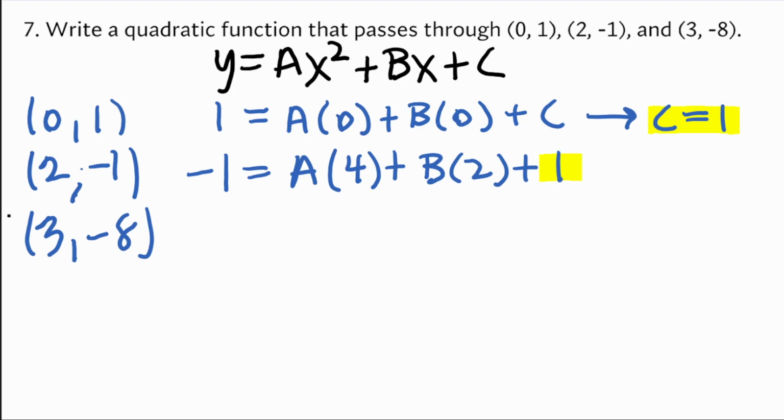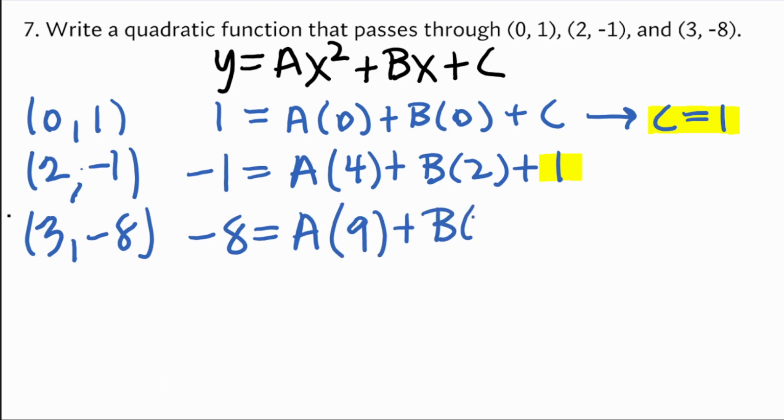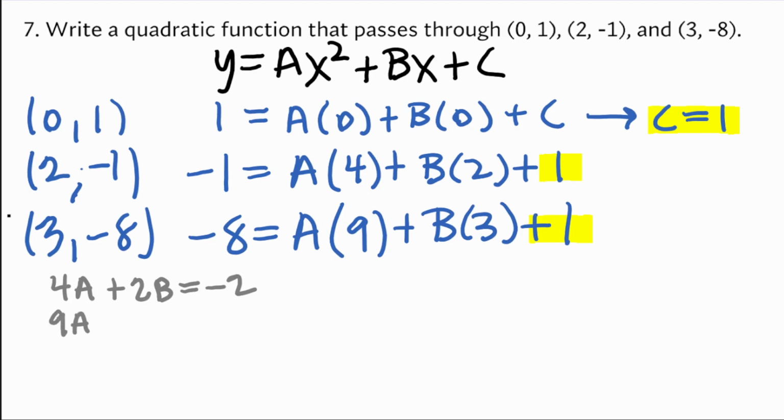Okay, and then from the third point, I'll write a third equation. Y is -8 when x is 3. So a times 3 squared plus b times 3 plus c, which is 1. Okay, now the system I need to solve is, I guess if I subtract 1 from both sides, I can just make it as easy on myself as possible. I have 4a plus 2b equals -2. And then if I subtracted 1 from both sides of this one, I'd have 9a plus 3b equaling -9.